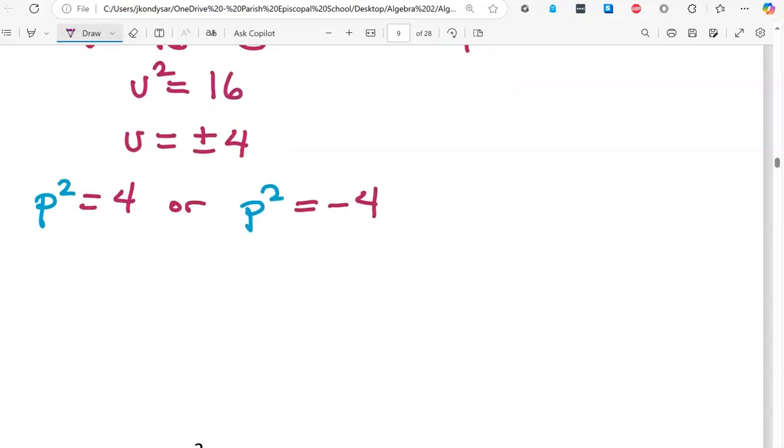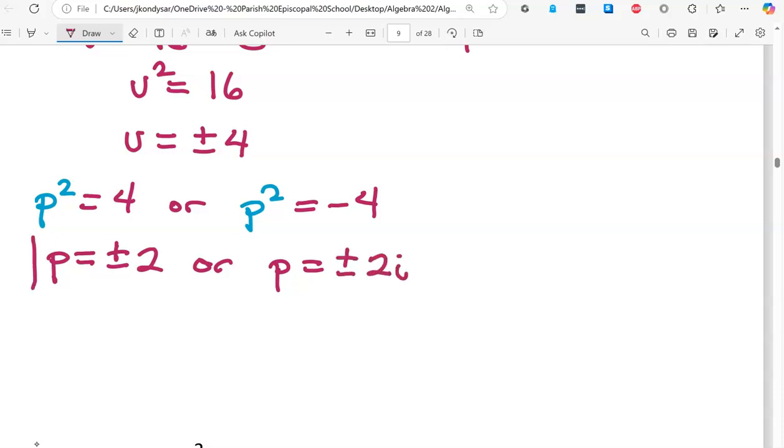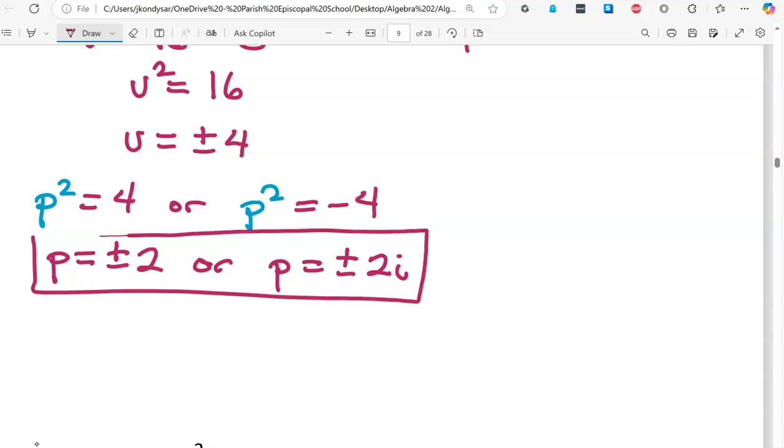Now we can take a square root again to solve for p. If p squared is equal to 4, then p is equal to the positive or negative square root of 4, which is positive or negative 2. And if p squared is equal to negative 4, then p is equal to the positive or negative square root of negative 4, which is positive or negative 2i. So see, we have 4 solutions for this equation, 2 real and 2 non-real.